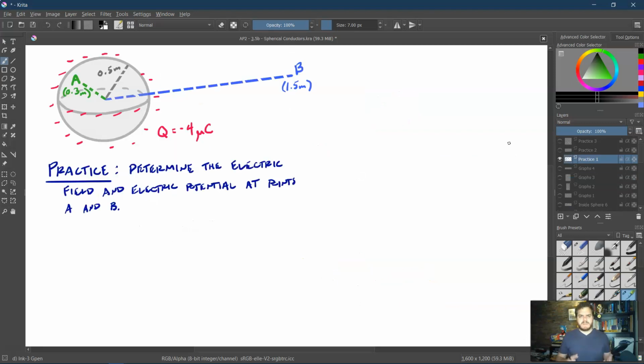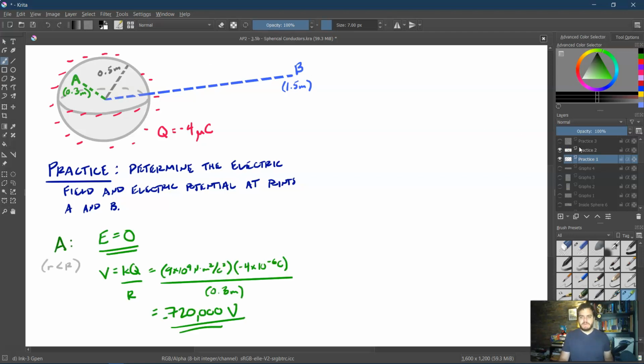Let's just do a brief practice problem to make sure we understand this. Let's say we have some sphere. It has radius 0.5 meters, and the charge on it is -4 microcoulombs, and those negative charges are going to redistribute over the entire surface of this conducting sphere. We want to determine the electric field and electric potential at 2 points. A, which is 0.3 meters from the center, which is inside the sphere, and B, which is 1.5 meters from the center, which is outside the sphere.